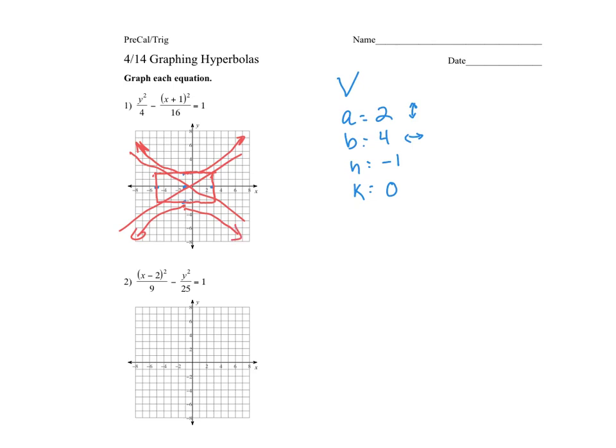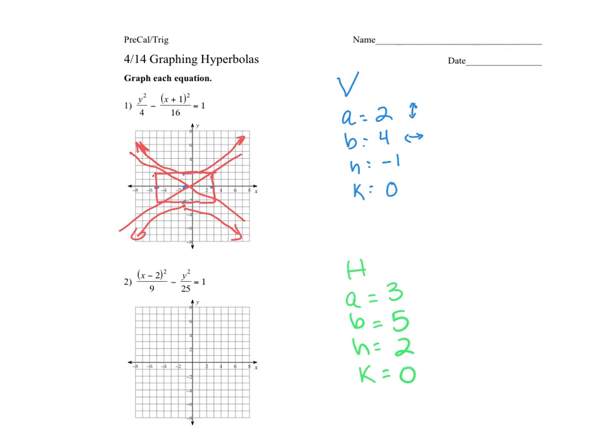Okay? So the second one, as you can suspect, is horizontal. So we're going to do this here, horizontal. And A, B, H, and K. The A is going to be 3, because the first number we see is a 9. Square root of 9 is 3. The second one is a 5, because the square root of 25 is 5. H is a 2, because there's a -2 next to the X. And K is a 0 again.